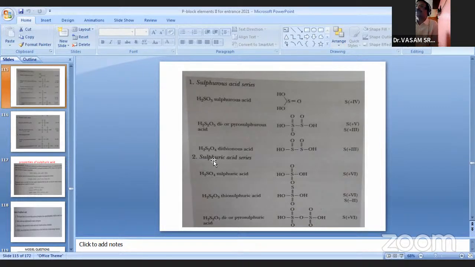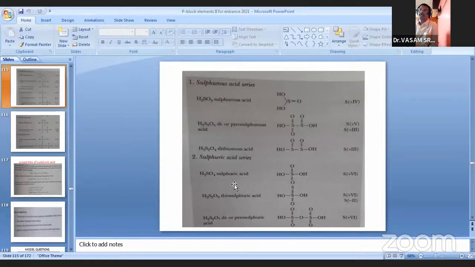And this one is dithionous acid, formula H2S2O4. This acid contains one SS bond, two SOH bonds, two SO bonds. So both are the same sulfurs. Each sulfur exhibits +3 oxidation state. So these three acids come under the ous series. You come to the next series, the ic series, the sulfuric series. In this series, the first one, a very, very important acid, is sulfuric acid.